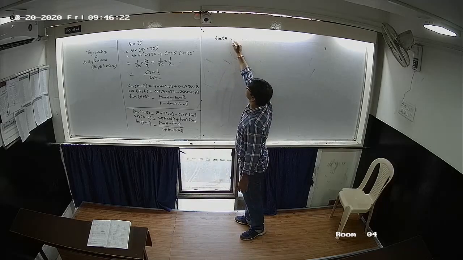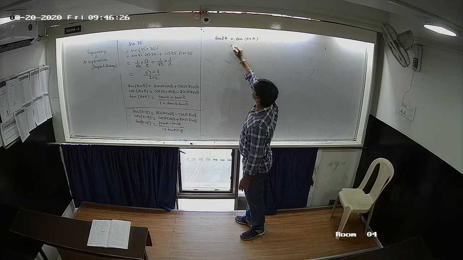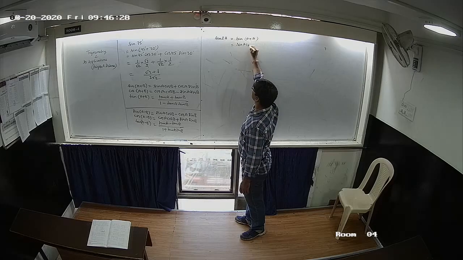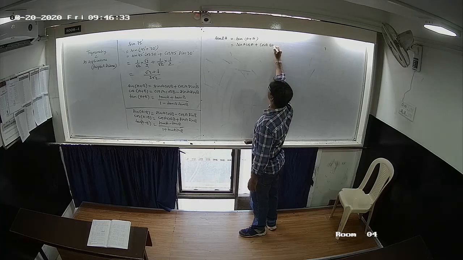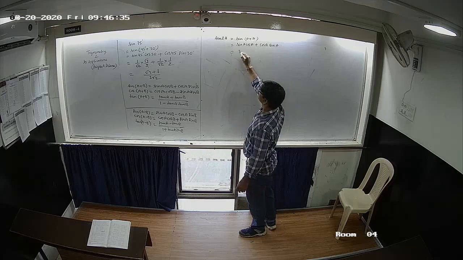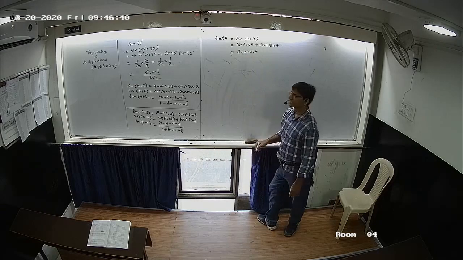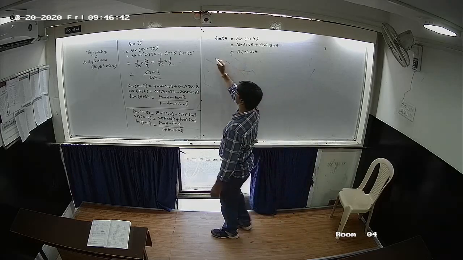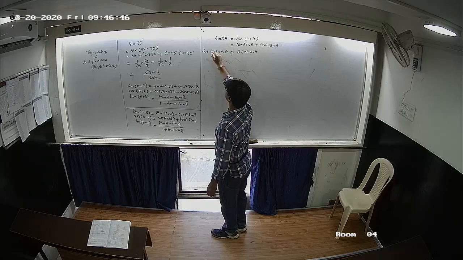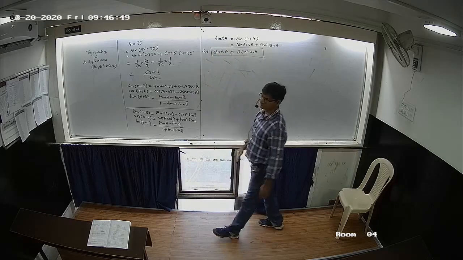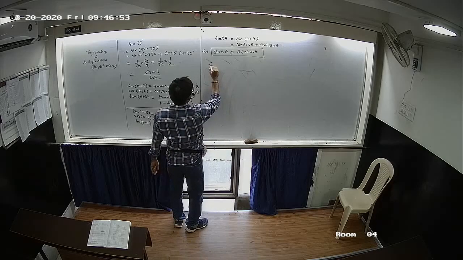So sin 2a is equal to sin(a plus a), that is equal to sin a cos a plus cos a sin a, that is equal to 2 sin a cos a. So we get sin 2a is equal to 2 sin a cos a. Similarly, you can go for the formula cos 2a.